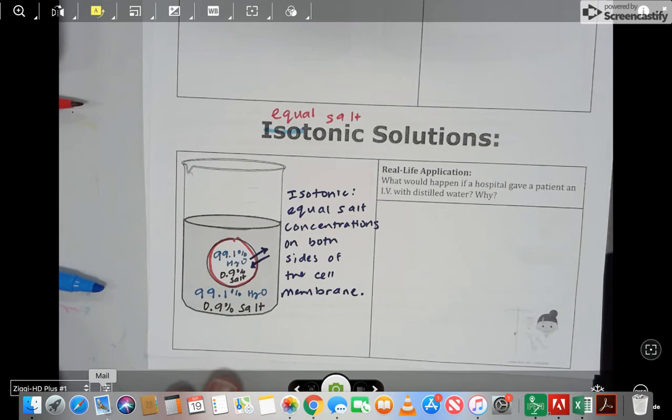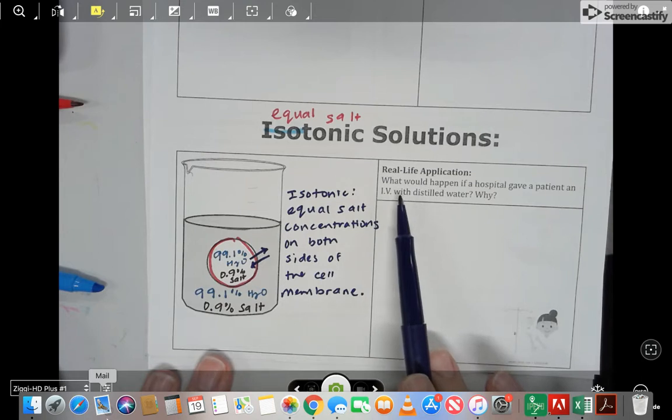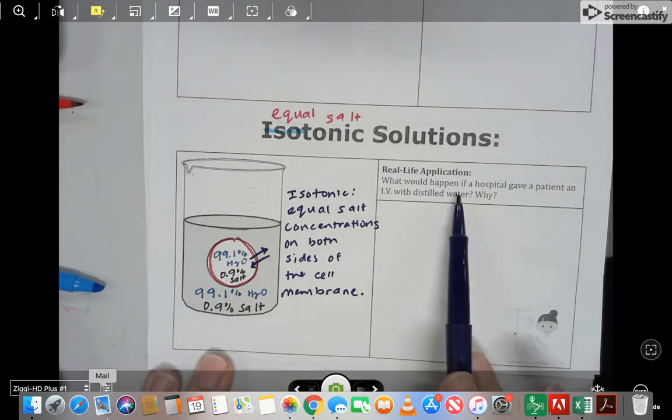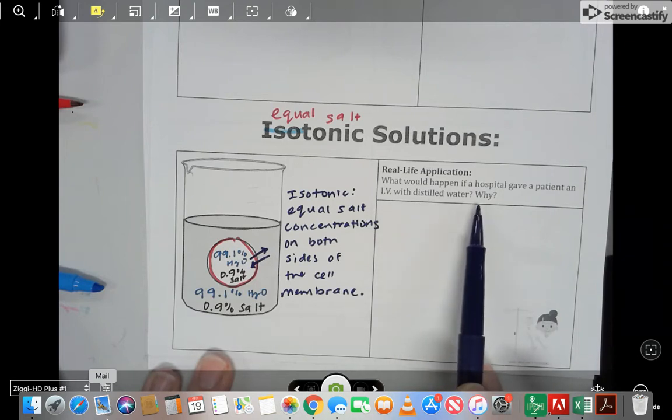I'll give you some time to write that down. Please feel free to pause. And when you are done writing down what an isotonic solution is, I want you to answer this question. What would happen if a hospital gave a patient an IV with distilled water in it?